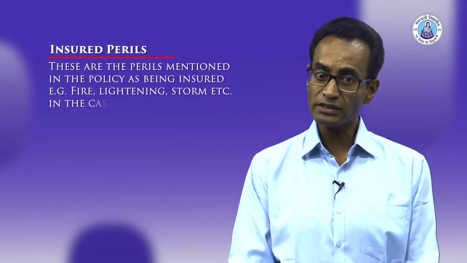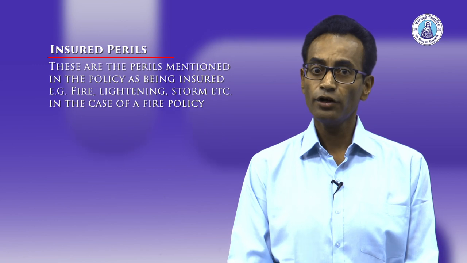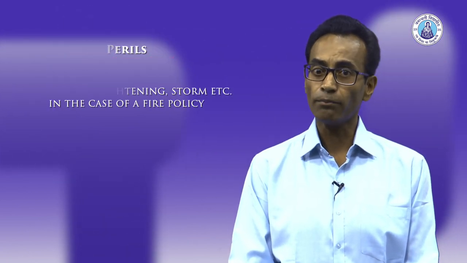Now, moving on to the last principle, that is the principle of proximate cause. Before discussing the principle of proximate cause, let me throw some light on three types of perils related to a claim under an insurance policy. The first is insured perils. These are the perils mentioned in the policy as being insured, like fire, lightning, storm, etc., in case of a fire policy.